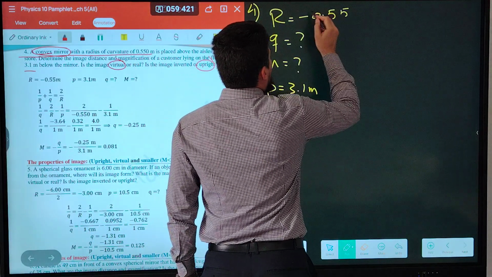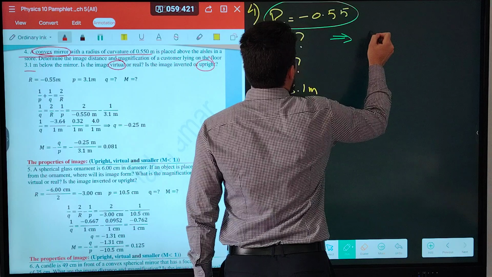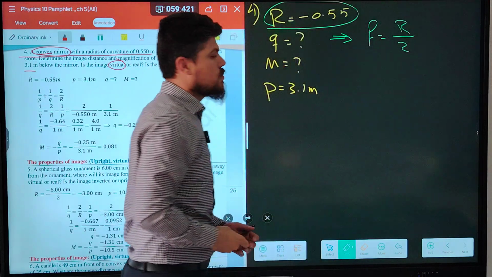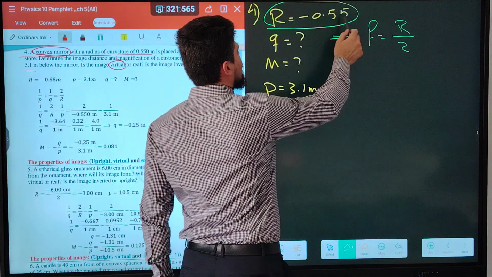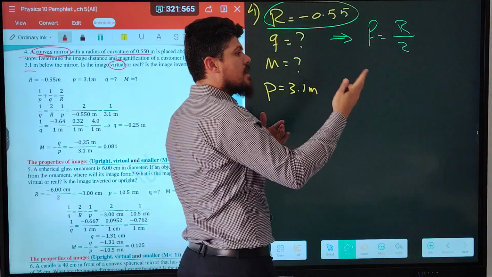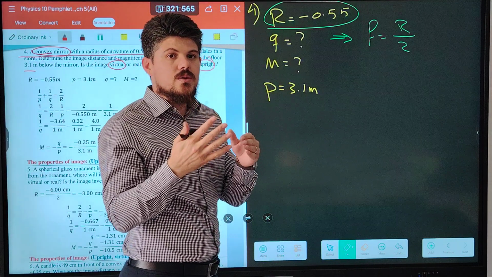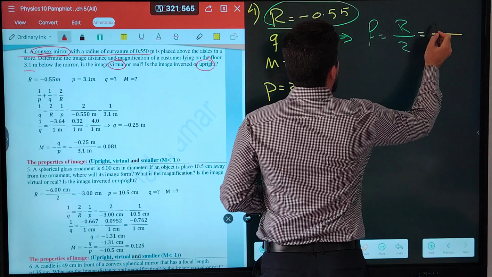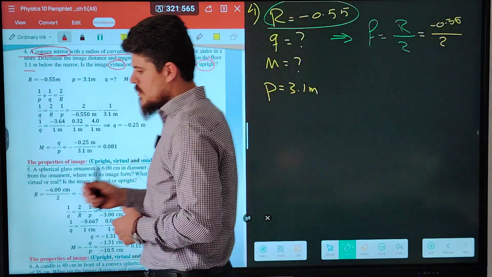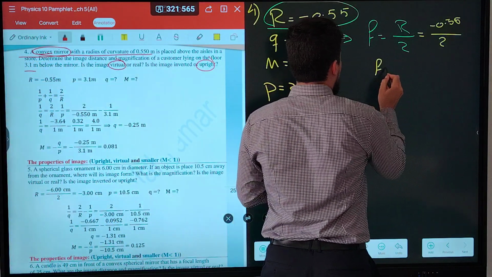Guys, look. Because we have radius of curvature, we can find focal length. Focal length is equal to R divided by 2. Because radius of curvature was given, negative 0.55, as you know, there is a relation between focal length and radius of curvature. Focal length is equal to radius of curvature divided by 2, because focal length is smaller than radius of curvature. Radius of curvature is twice the focal length. Now, focal length is equal to negative 0.55 divided by 2.